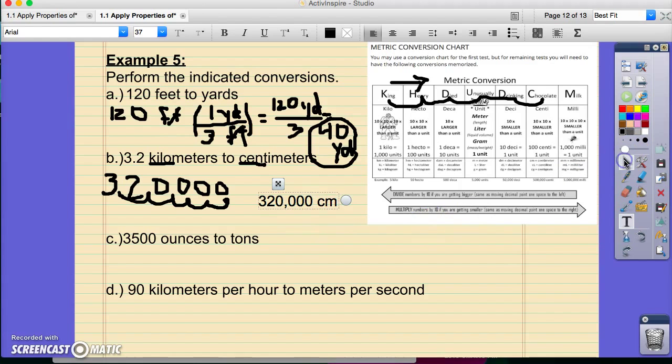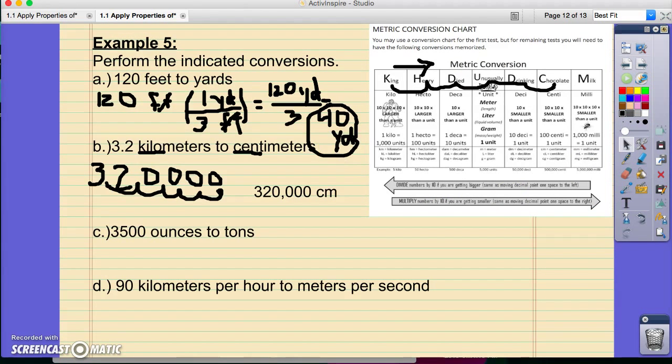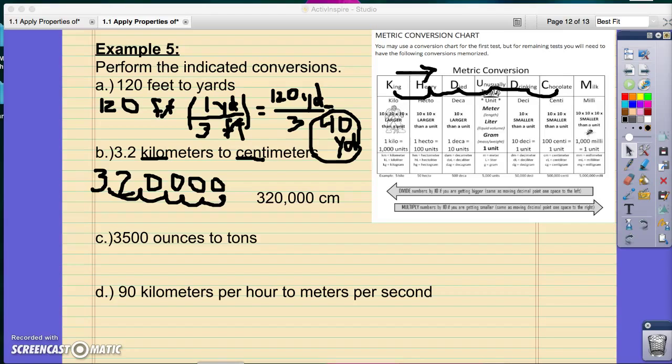And then we'll be ready for the next part in a second. All right, so we have two last examples where we just left off before I got cut off here, which was B, getting 320,000 centimeters.